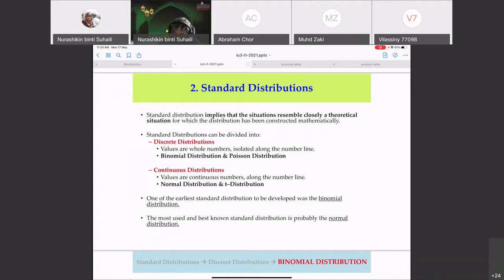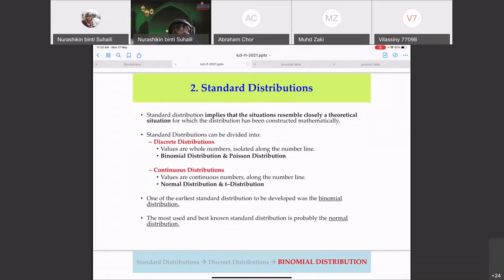Okay. So that is observed distribution. The second part is standard distributions. Standard distribution, as the name implies, refers to a standard that is prepared in order for us to interpret the distribution. Standard distribution implies that the distribution resembles closely a theoretical situation for which the distribution has been constructed mathematically. Basically in this kind of distribution or test, we are going to refer to a table whereby we get the values in order to find the probability.